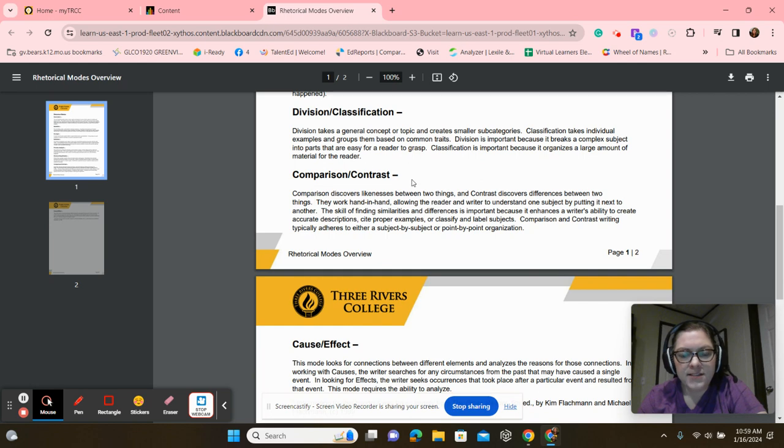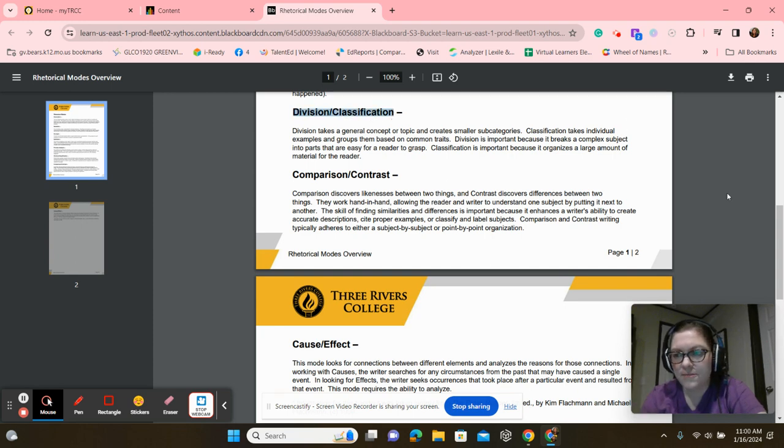So, comparing and contrasting, you're just comparing how they're alike and explaining how they're different. Division and classification would be taking a broad subject and then breaking it into subcategories. So, for instance, if my category, my broad concept was dogs, and then I was writing an essay breaking it into the main types or subsections or subcategories of dogs. And that's a very simple example.